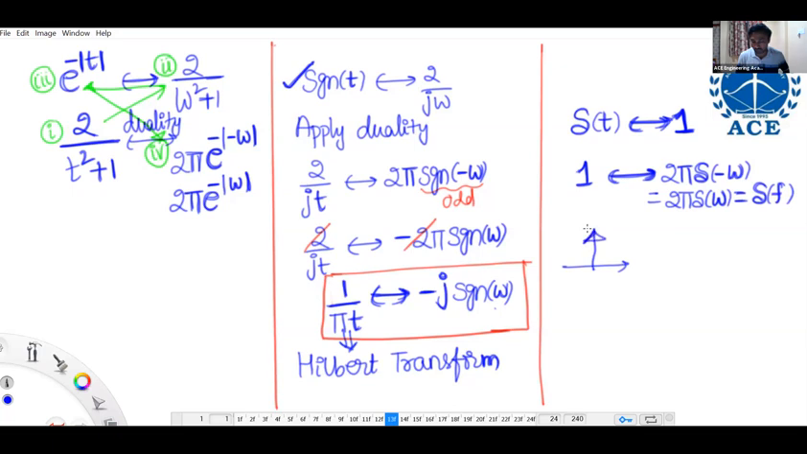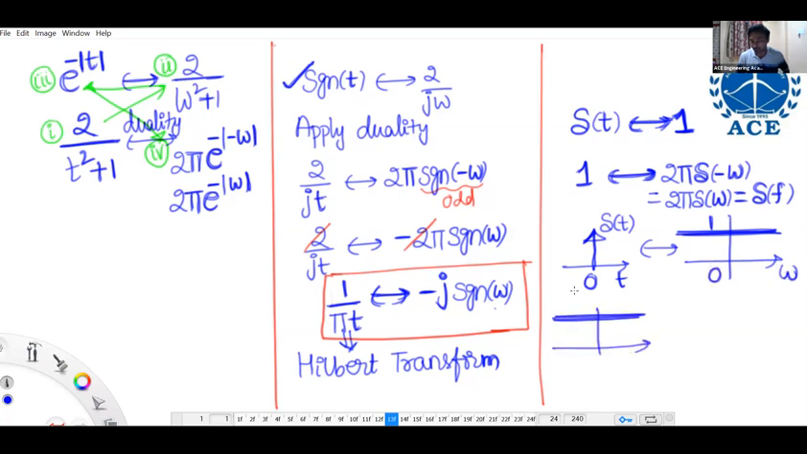So impulse in time is giving constant in frequency. Opposite way, constant in time is impulse in frequency. Impulse in time domain is constant in frequency, first one. Second one, constant in time is impulse in frequency. What is the weight of the impulse, sir? 2 pi. So let us habituate theoretically.